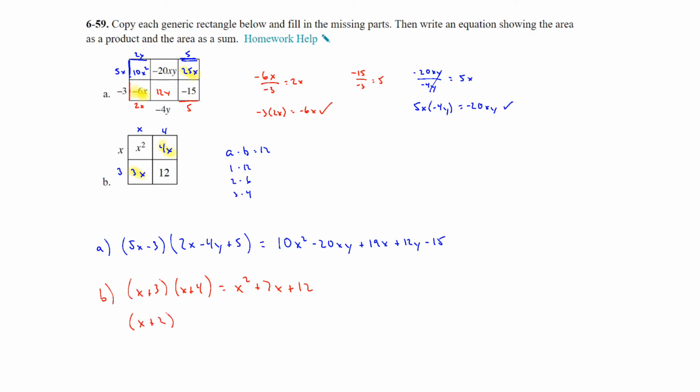It could be x plus 2 times x plus 6, and that would be x squared plus 8x plus 12. Or if we use the 1 and 12, we get x plus 1 times x plus 12 is equal to x squared plus 13x plus 12. But if you notice, every single one has the x squared and the 12. It depends on what we use to multiply to get to the 12.